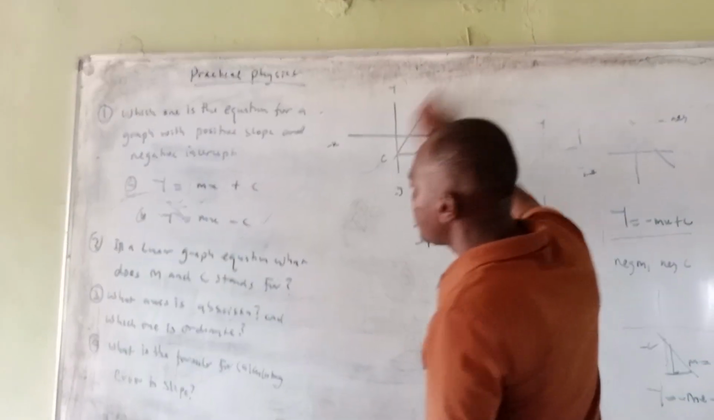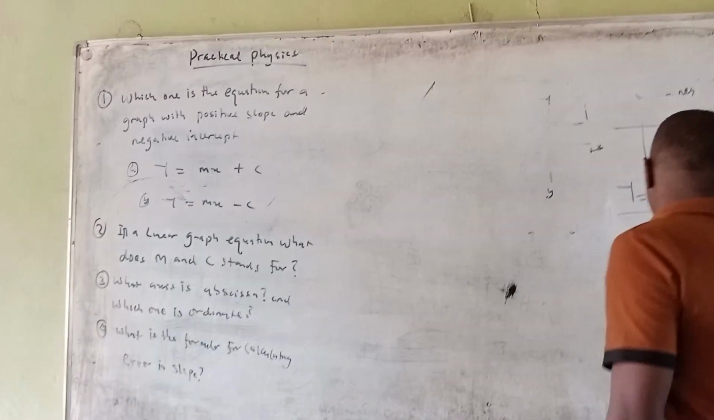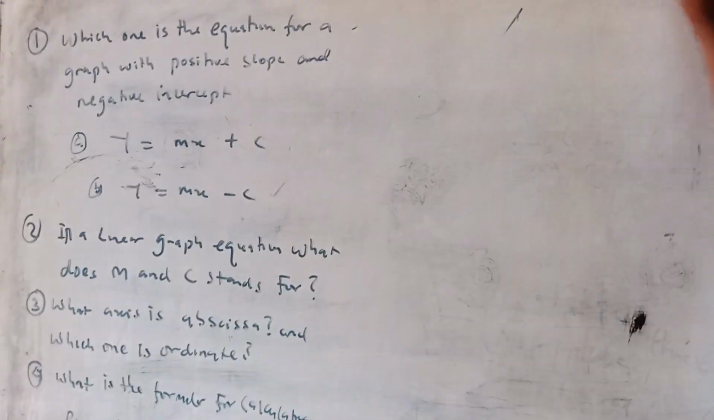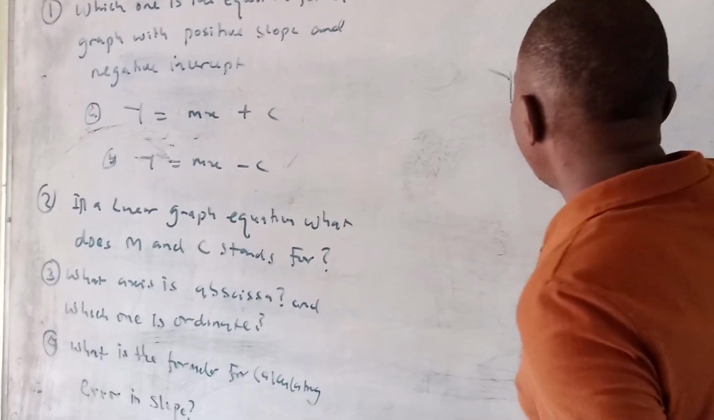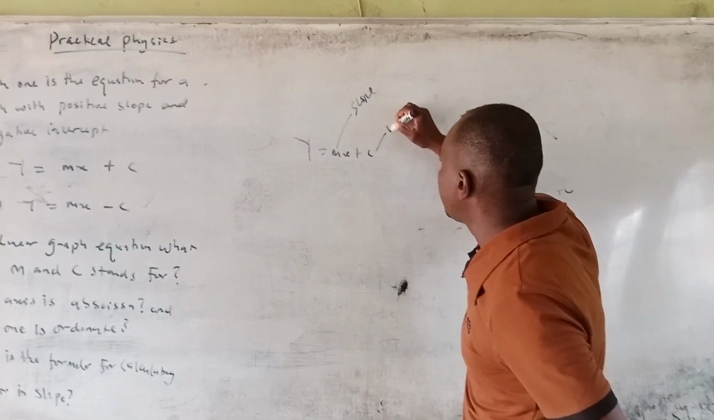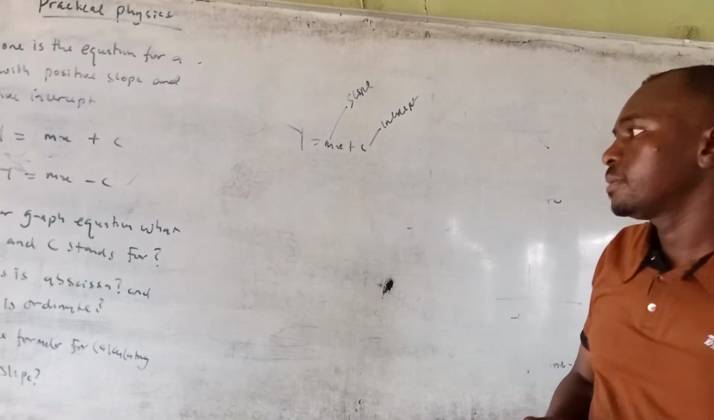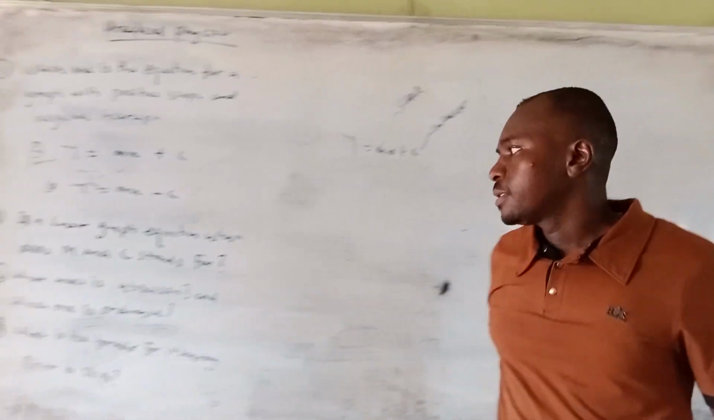The second question says, in a linear graph equation, what do m and c stand for? The equation for a linear graph says y is equal to mx plus c. M stands for slope and c stands for intercept, where x and y are your variables. Let's go to the next question.